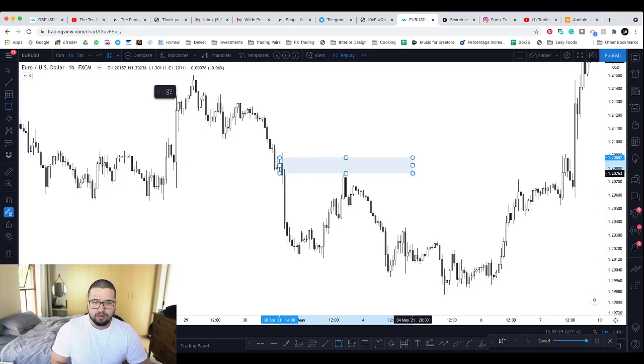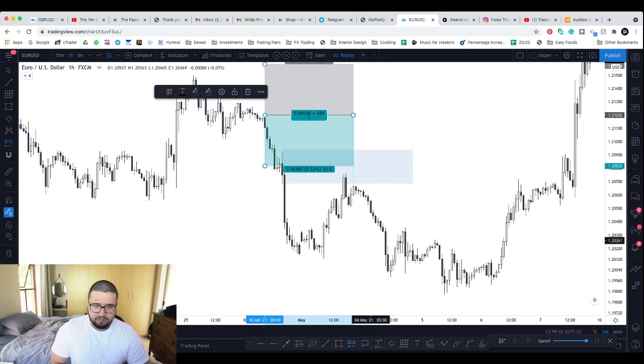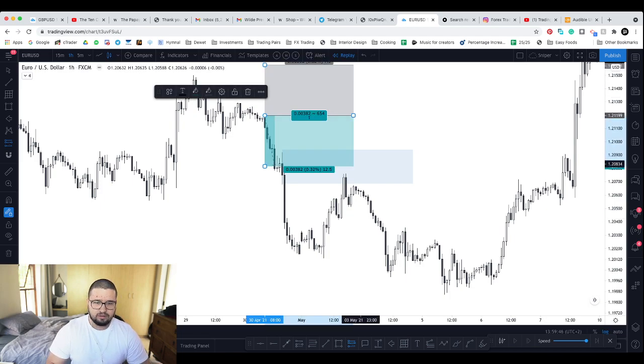Here we have an area of interest. Just this candle, this big candle before the move down, and we can see how price returns to this area. And now you can apply different stuff to it. You can apply fibs to it. You can say that's not the fib tool.